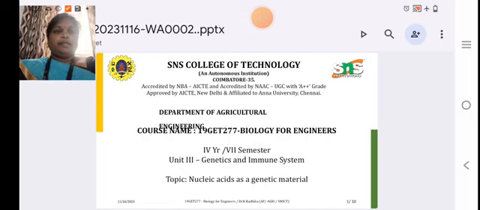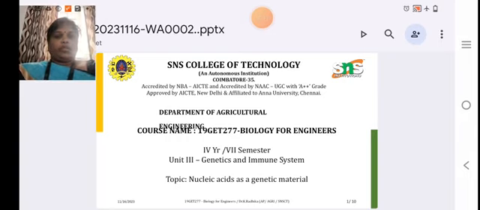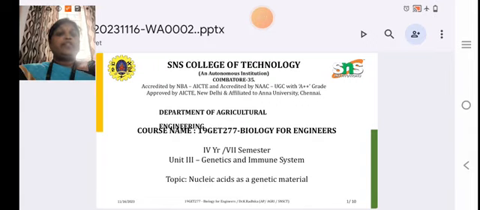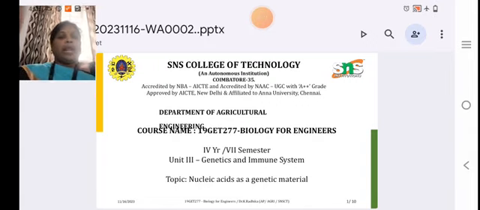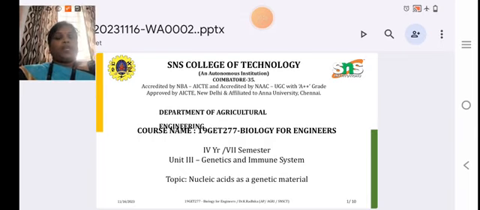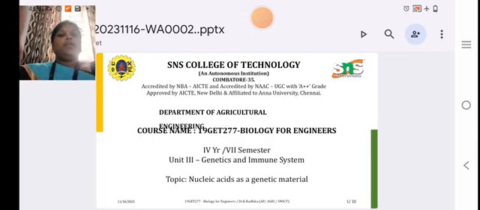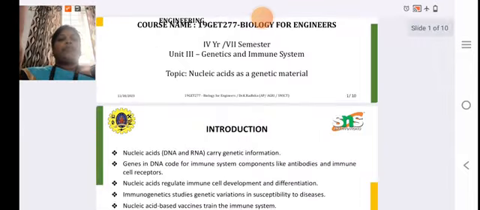Myself, Dr. Radhika, working as Associate Professor in the Department of Agricultural Engineering, SNS College of Technology, Coimbatore. Today, we are going to discuss the biology for engineers course. In this, we will discuss the third unit. The topic is genetics and immune systems. From this, a small topic we are going to discuss is nucleic acid as a genetic material.